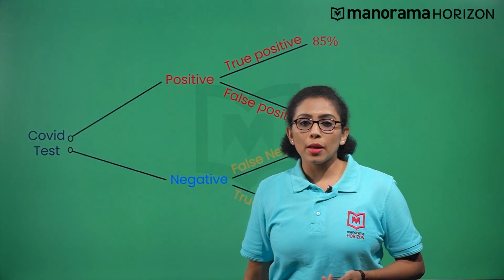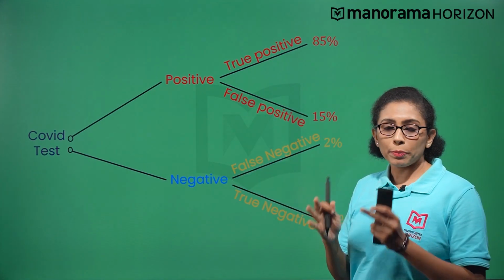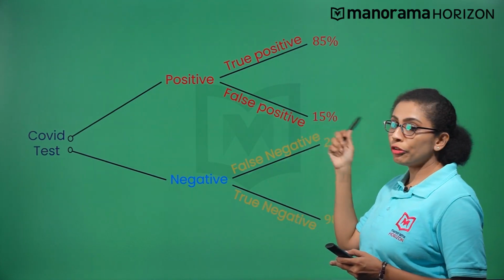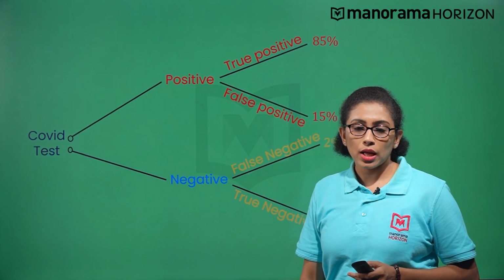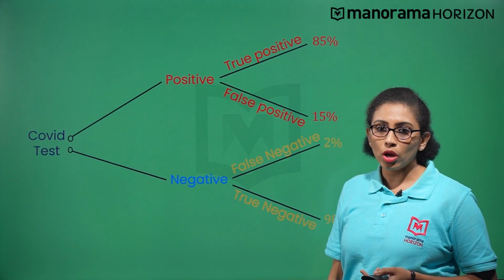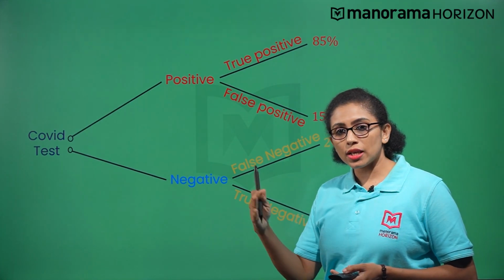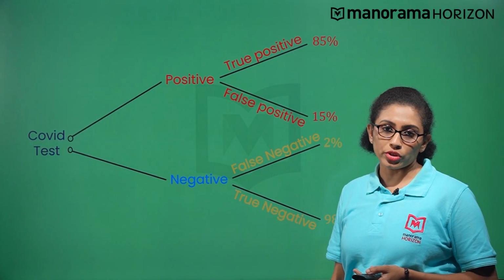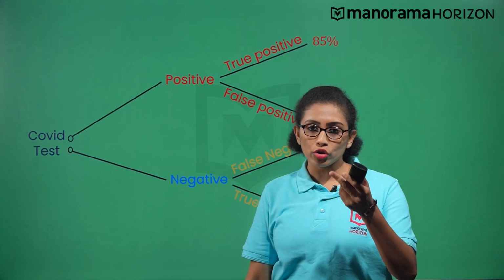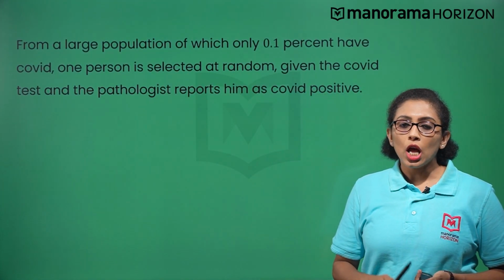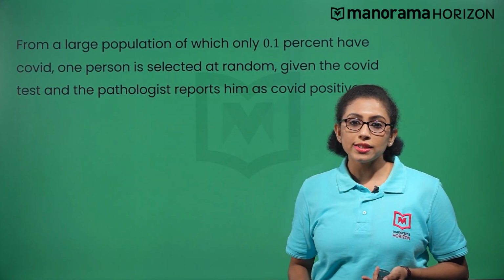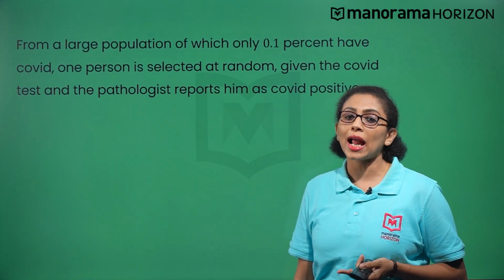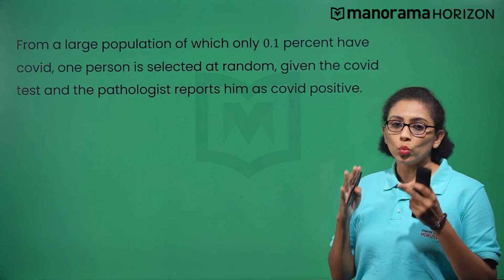Now, coming back to the example with which we started our discussion, people having COVID: 85% of the tests detect the disease, but 15% go undetected. As per the earlier clinical reports, of people free of COVID, 98% are checked COVID negative, but 2% are diagnosed as COVID positive. Now, from a large population of which only 0.1% have COVID, 1% is selected at random and given the COVID test, and the pathologist reports him as COVID positive. Then what is the probability that the person actually has COVID? This was the question we started with.